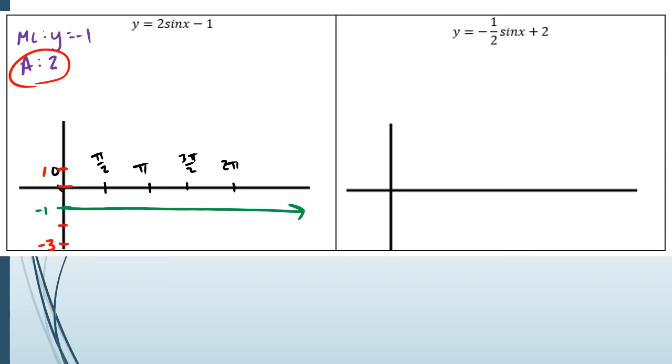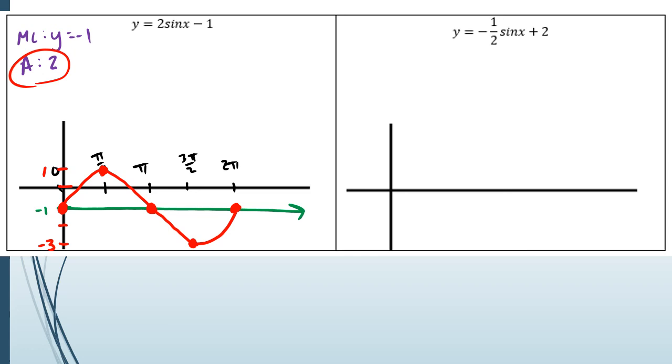2, to -3. So since this is not reflected, we're going to start on our midline, and then at pi over 2, we're going to go to our highest point, which is at 1. At pi, we're going back to the midline. 3 pi over 2, we're going to the minimum, in this case -3, and then 2 pi, we're going back to the midline. So you should always have 3 points right now that are going to be on your midline. Okay, and that's going to be at the beginning, the middle, and the end. These 2 points, you have to determine if you're reflected or not. Are you going to be high or low?